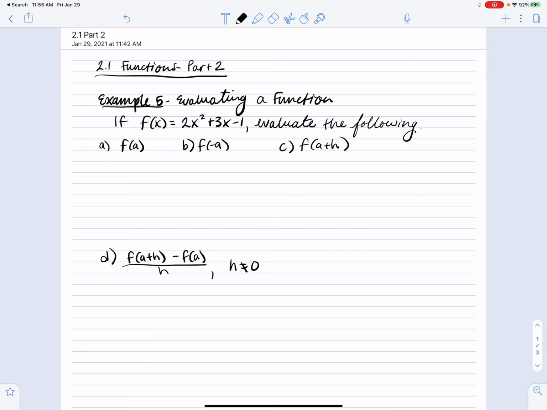Okay, today we're doing 2.1 functions part 2. So we'll just start with an example. We're going to evaluate this given function, which is 2x squared plus 3x minus 1. We're going to evaluate it at f of a, f of negative a, and f of a plus h. And then part d is down at the bottom, that big fraction that we're also going to evaluate. So basically this is just like plugging in a number for x.